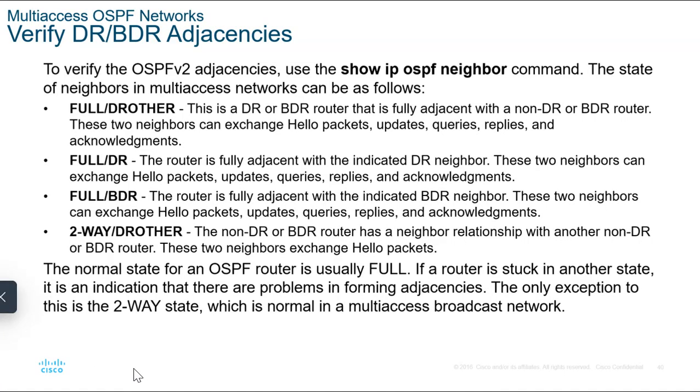So this is a continuation of the other part one. Now verify DR and BDR adjacency. To verify the OSPF version 2 adjacency, use the command show ip ospf neighbor. The state of a neighbor in a multicast network can be as follows: full or DR.